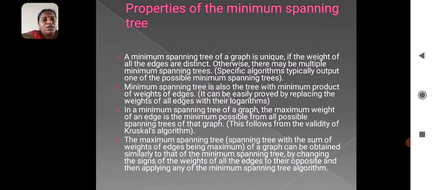A maximum spanning tree of a graph can be obtained similarly to the minimum spanning tree by changing the sign of the weight of all the edges to their opposite and applying the minimum spanning tree algorithm. We can also find the maximum spanning tree. A maximum spanning tree is nothing but the maximum distance traveling from one vertex to another vertex.